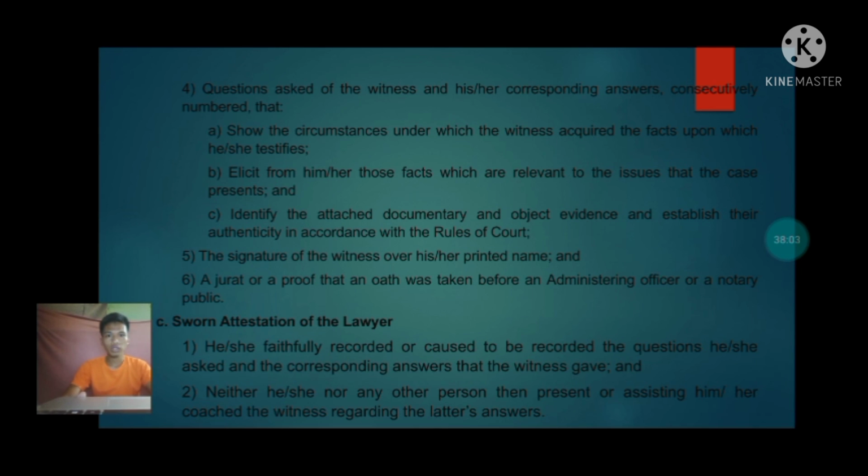So for the sworn attestation of the lawyer, the judicial affidavit shall contain a sworn attestation at the end, executed by the lawyer who conducted or supervised the examination of the witness, to the effect that, number 1, he or she faithfully recorded or caused to be recorded the questions he or she asked and the corresponding answers that the witness gave. And number 2 is neither he or she nor any other person then present or assisting him or her coached the witness regarding the latter's answers.